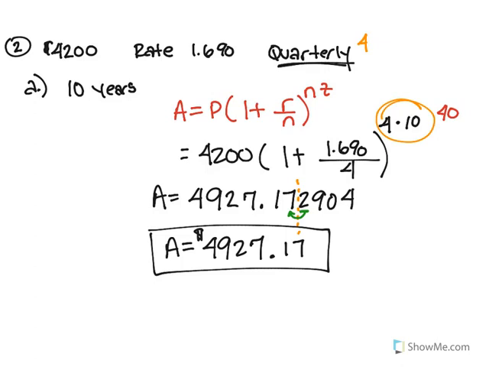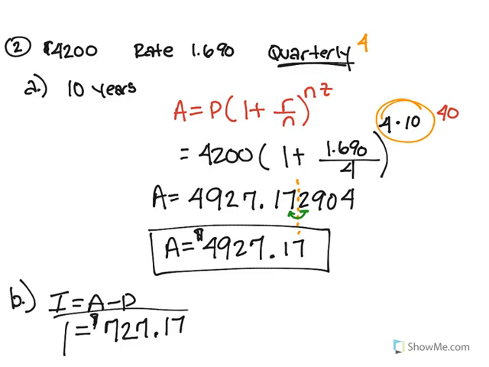And on B, it asks you for that interest. And all you're going to do is what? Subtract. And that should give you $727.17. Questions?